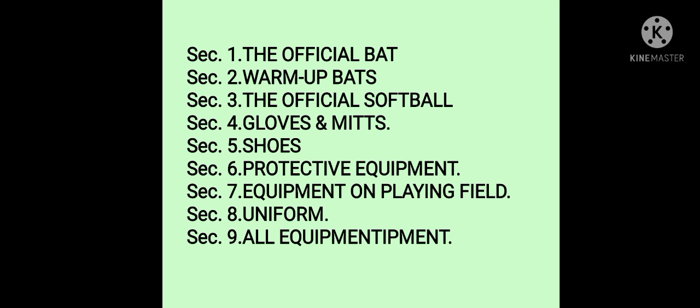Section 2, warm-up bats. The warm-up bats must be of one-piece construction and shall comply with the safety grip and safety knob requirements of the official bat. It must be marked warm-up in 3.2 cm or 1/4 inch letters on the barrel end. The barrel end must be in excess of 5.7 cm or 2 1/4 inches.